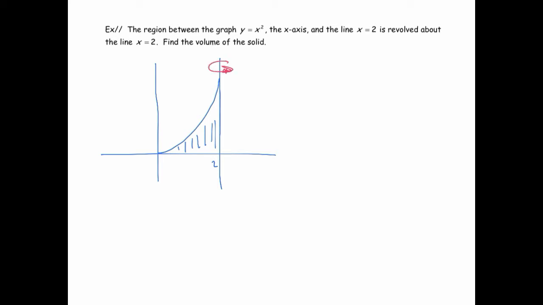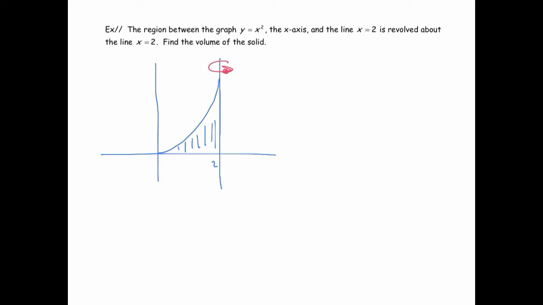Let's try revolving around a vertical line that's not the y-axis. So the region between y equals x squared, the x-axis, and the line x equals 2. So x equals 2 is a vertical line. So the region between the graph of y equals x squared, the x-axis, and x equals 2, that's this region. That is going to be revolved around the line x equals 2. And so our goal is to find the volume of that solid.